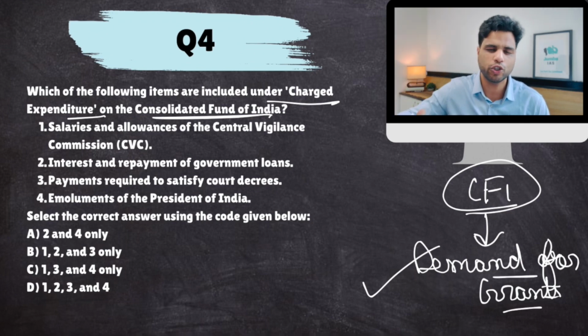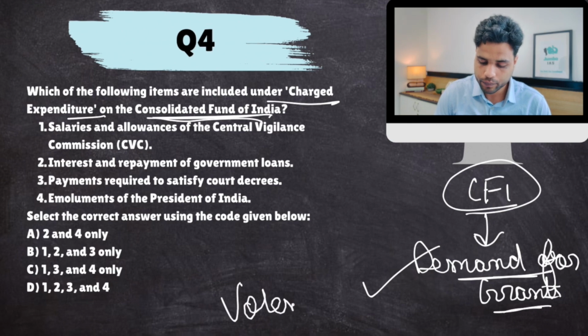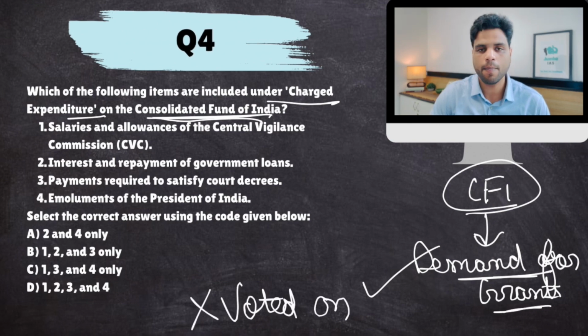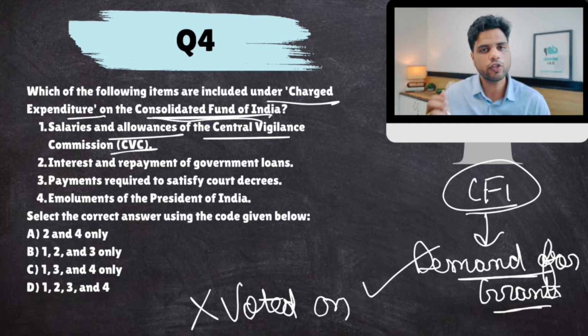And there are various cut motions on it, which we'll discuss in polity subject. Okay, so this is there. But there are certain expenditures which are charged upon Consolidated Fund of India. That means they are not voted on in the Lok Sabha. These are salaries and allowances of CVC, interest and repayment of government loans, payments required to satisfy court orders, emoluments of President of India, salaries for other dignitaries, CAG, all of that. So there are many things that are charged upon Consolidated Fund of India.